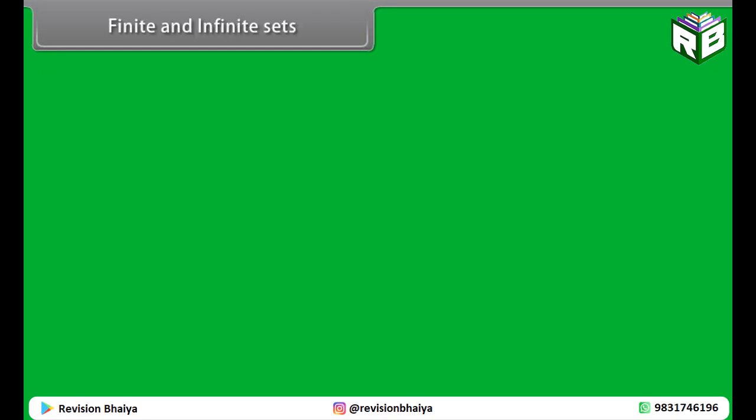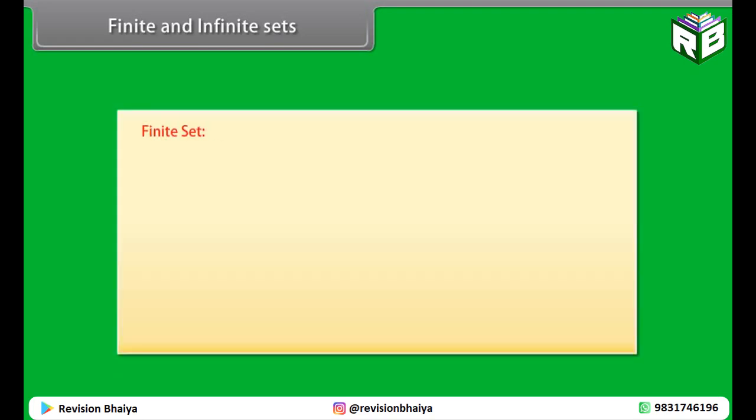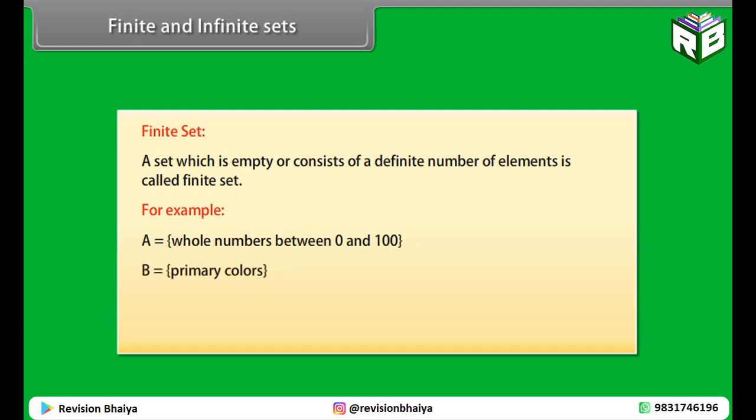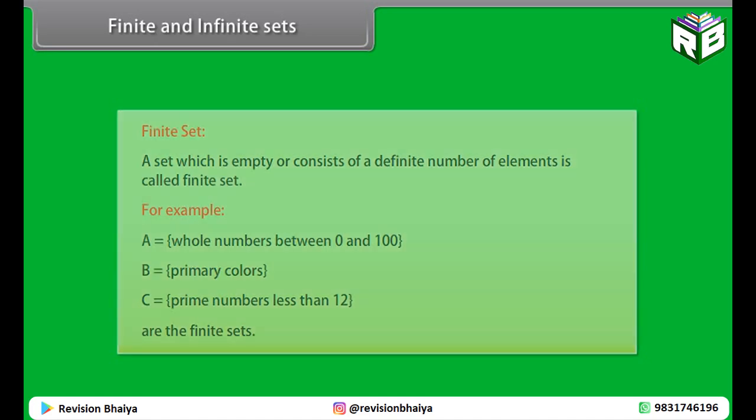Finite and infinite sets. Finite set. A set which is empty or consists of a definite number of elements is called finite set. For example, A is equal to whole numbers between 0 and 100. B is equal to primary colors. C is equal to prime numbers less than 12 are the finite sets.